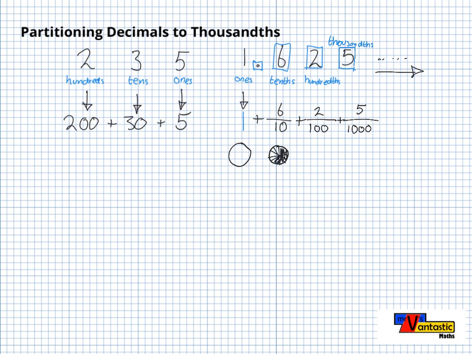And we have 2 out of 100, and I can't really cut this up into 100 pieces, but we have this tiny little sliver, plus we have 5 out of 1,000. That would be the tiniest little part of a whole. And that is how we can partition a decimal number that goes up to the thousandths.